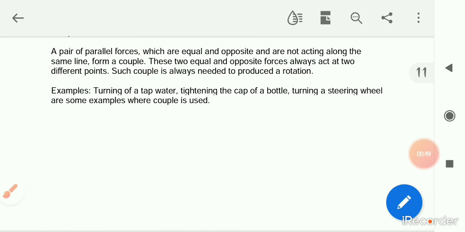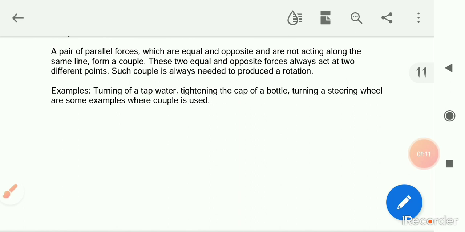These two equal and opposite forces always act at two different points, and such a couple always causes a rotation. If a couple has a tendency to rotate the body in anti-clockwise direction, its moment is taken as positive, and if the tendency of rotation is clockwise, the moment is taken as negative. So remember this one thing, okay?